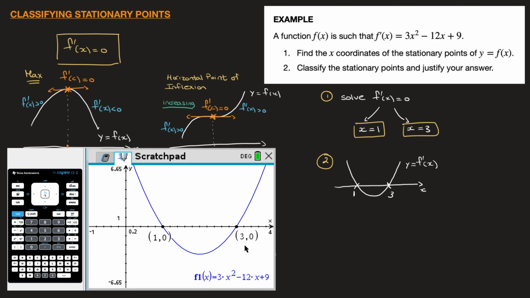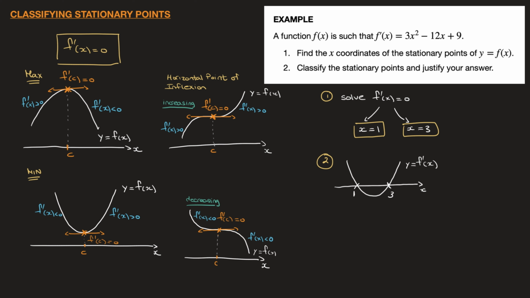Alright, with that information out of the way, we can now get rid of the calculator. And here's the whole idea. To classify the stationary points, as suggested by what we saw at the very beginning of this video, we need to study the sign of the derivative on either side of the stationary points. In other words, we need to figure out whether f dash of x is positive or negative on either side of these values 1 and 3. And for that, I recommend you do that in a table. And here's what I mean.